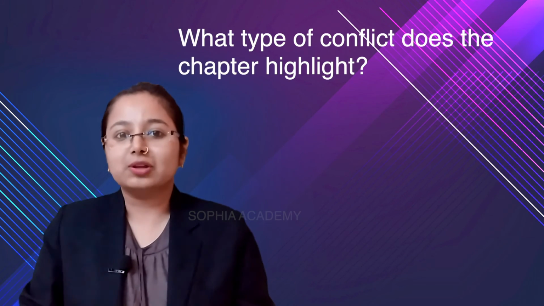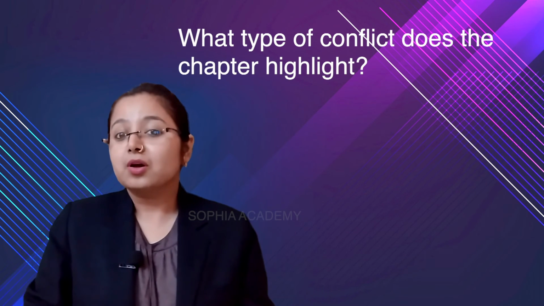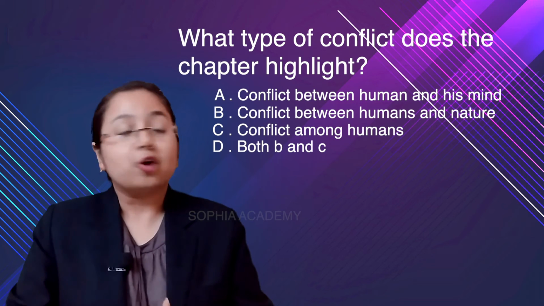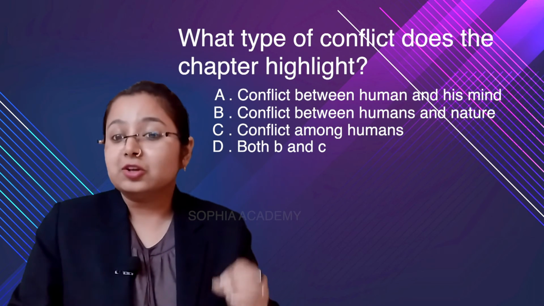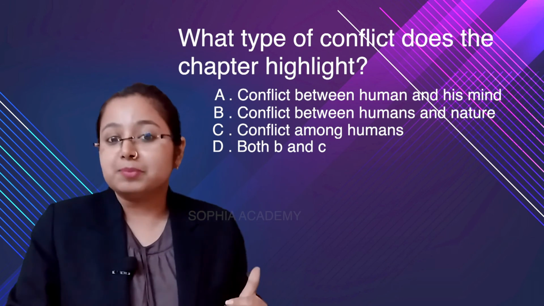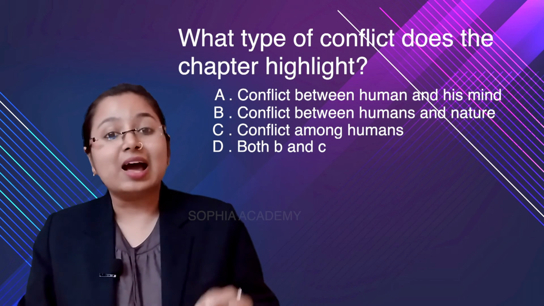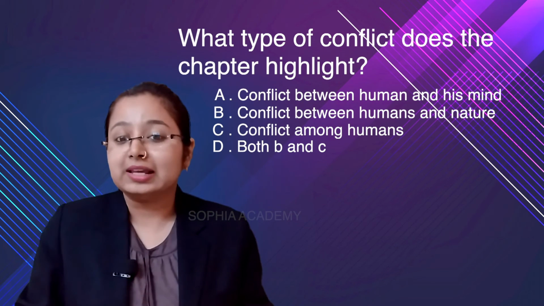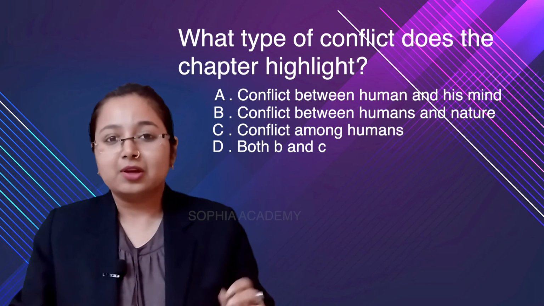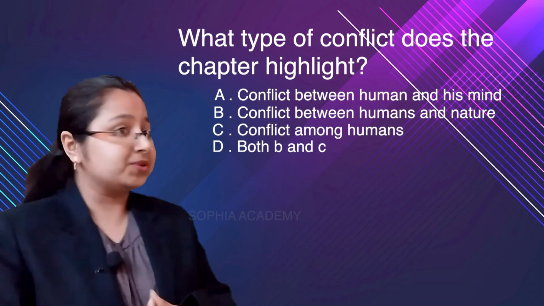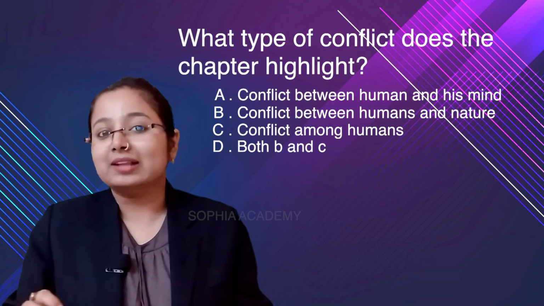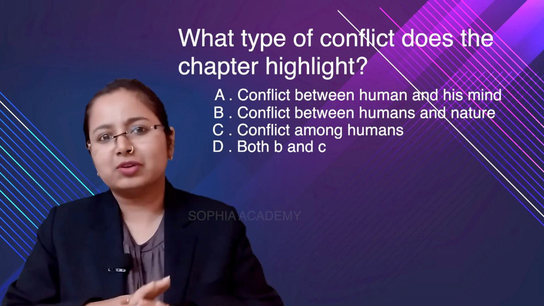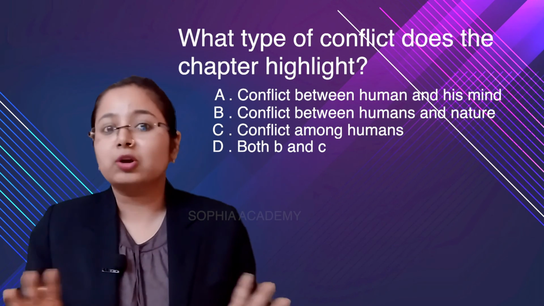So the correct option will be option number D, that is inconsiderate. Now students, let's move to the next question, that is, what type of conflict does the chapter highlight? The options are: conflict between human and his mind, option B, conflict between humans and nature, option C, conflict among humans, and option D, both B and C. Students, let us see the first option, conflict between human and his mind. See, there was no conflict between Lencho and his mind. He was pretty clear about everything.